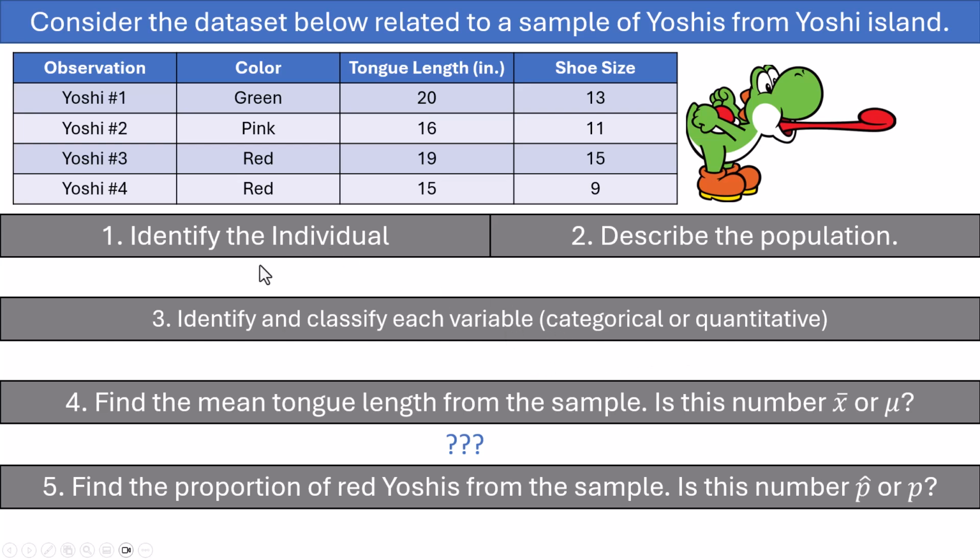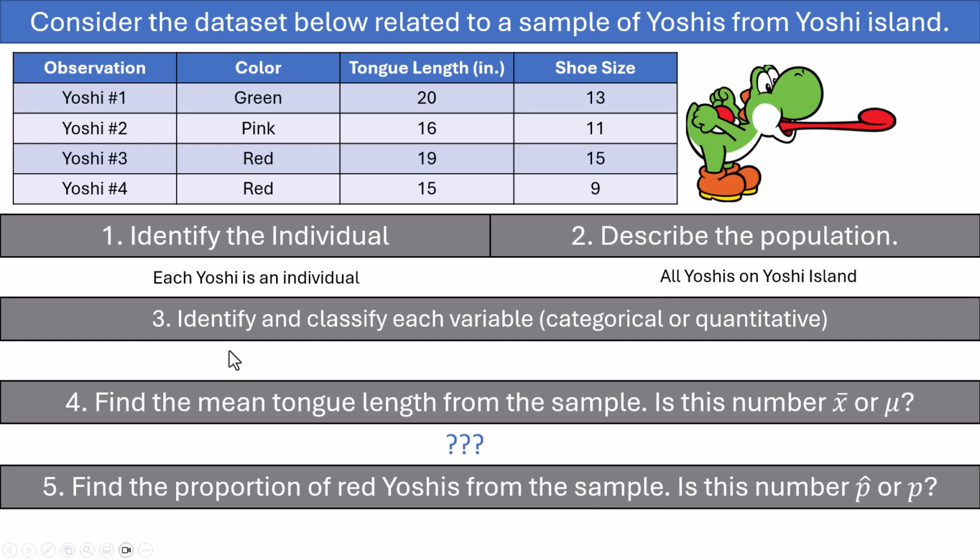So the first question asks us to identify the individual. Well, the individual is going to be represented by each row of the data set, so we could say each Yoshi is going to be an individual. They tell us that this is a sample of Yoshis from Yoshi Island, so the idea here is there's probably a lot more than just these 4 Yoshis on the island. So the population is going to be all Yoshis on Yoshi Island. Once again, try to use the word all whenever you are describing a population.